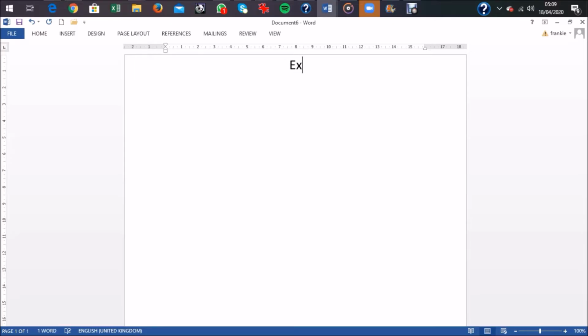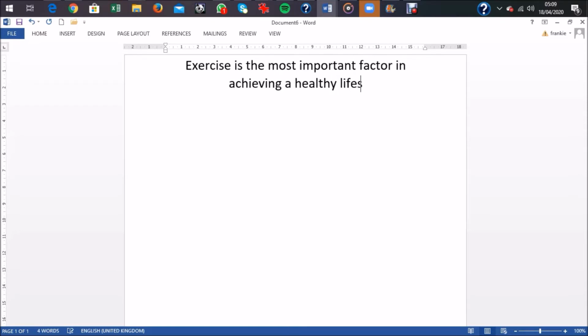Hey guys, so today we're going to be looking at one of the IELTS essay questions, which is the discuss both sides question. And I'm going to take you through a step-by-step process of how you can structure this kind of question. Exercise is the important factor in achieving a healthy lifestyle.